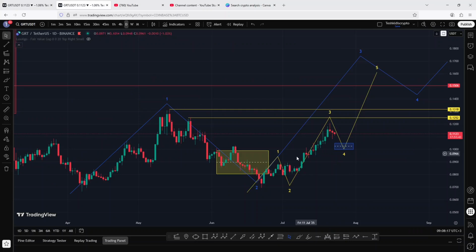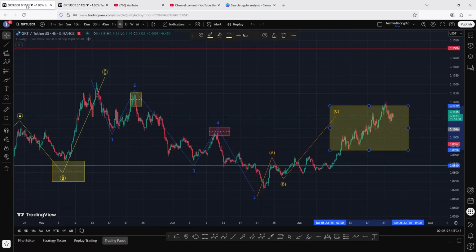And above all, also take a look at the daily chart, giving you reasons why we can easily see a massive movement to the upside, hitting the 0.175 mark in the next coming days. So make sure that you stick around till the end of the video.